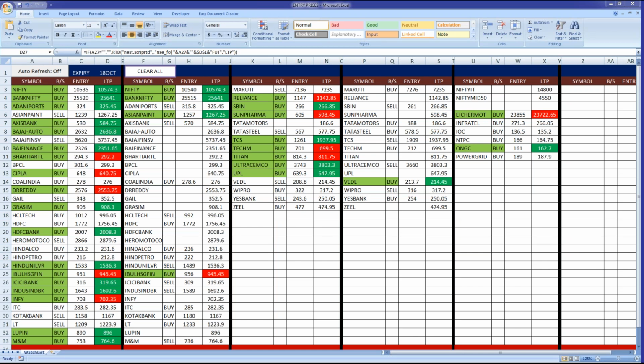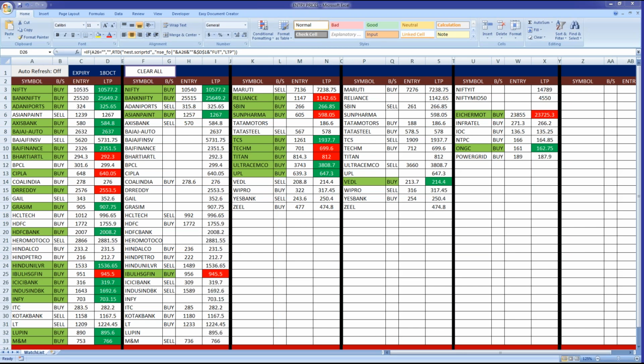I have a call in ICICI Bank, which is in profit. 316 is your entry. It's at 319.65. I will tell you the possible target. The possible target is 321 for ICICI Bank. The private bank index is up by 1%, so we can take chances here, or you can just keep trailing your stop losses.